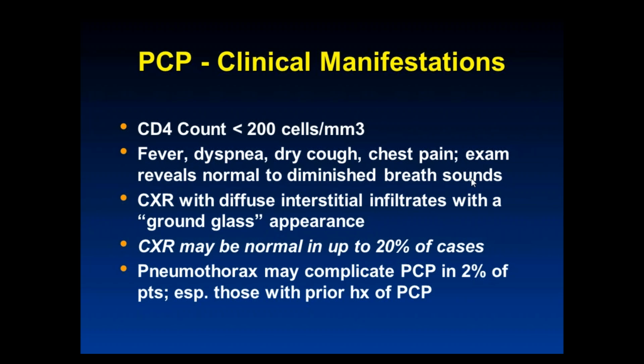You don't hear lots of bronchial sounds. The chest X-ray has a diffuse interstitial infiltrate, and I'll show you an example of that. And chest X-ray may be normal up to 20% of cases. And here's one of those other things. Pneumothorax can complicate PCP in about 2% of the cases. So if someone comes in with a low CD4 count and a pneumothorax, PCP should be near the top of your list in terms of thinking, why did that happen?